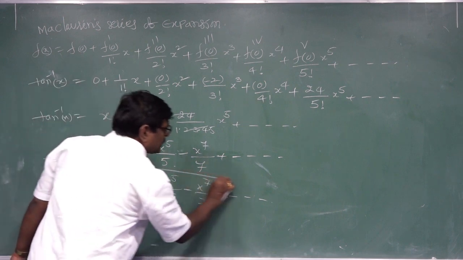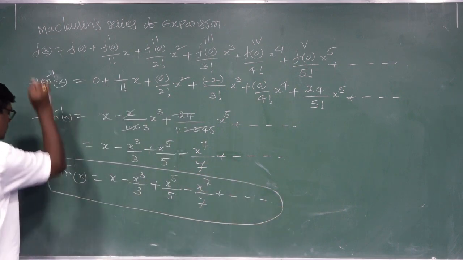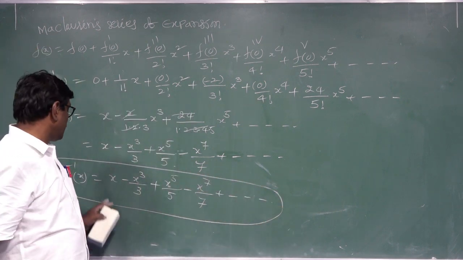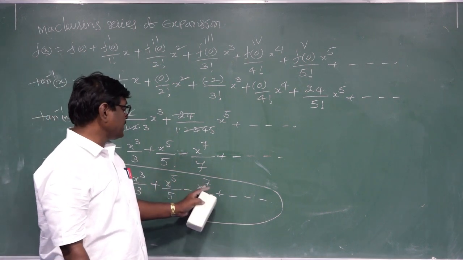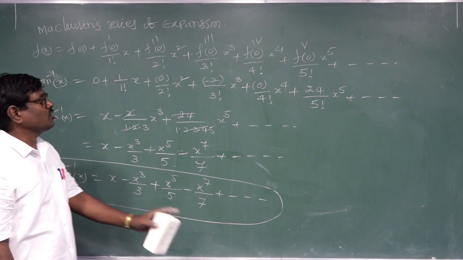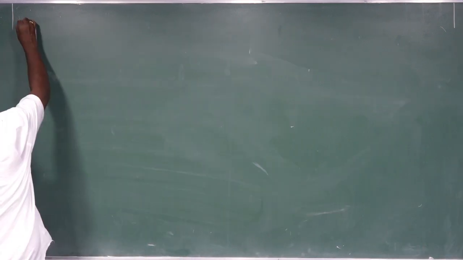So tan inverse x equals x minus x cubed by 3 plus x power 5 by 5 minus x power 7 by 7 plus so on. This is Maclaurin's sixth problem.